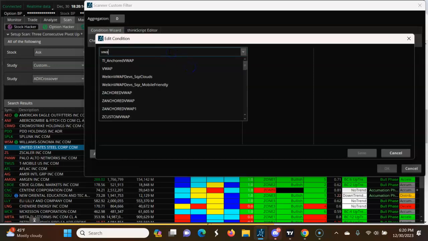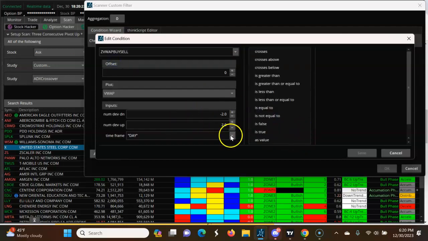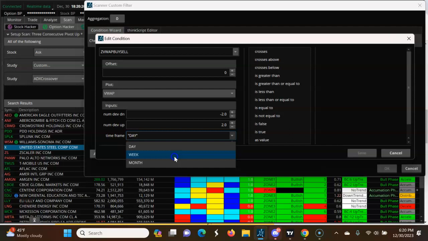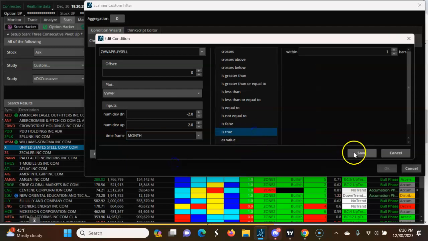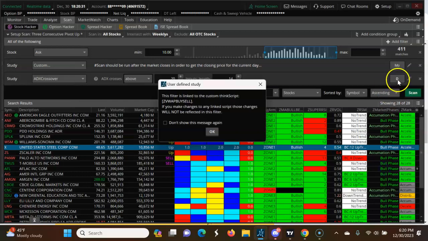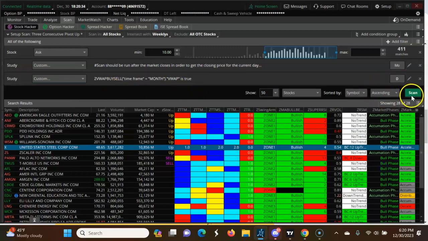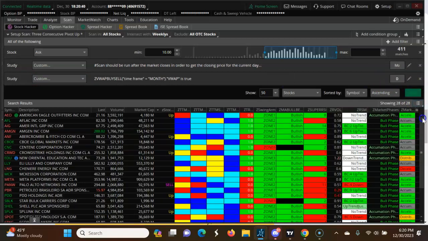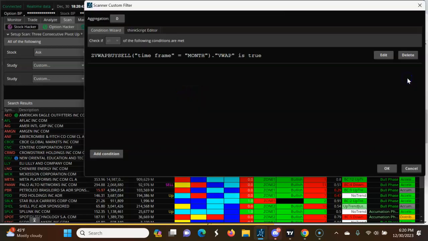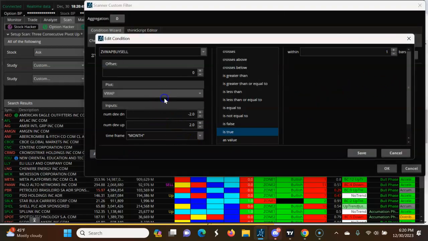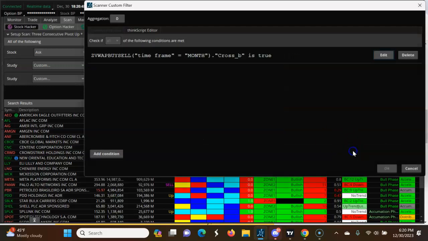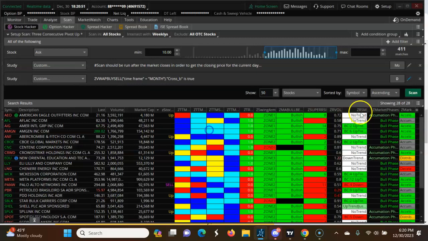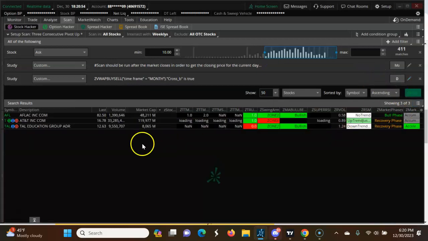VWAP buy sell. Okay, so monthly true. Okay, so let's see. Buy. Okay, process buy. Okay, it's going with 3.